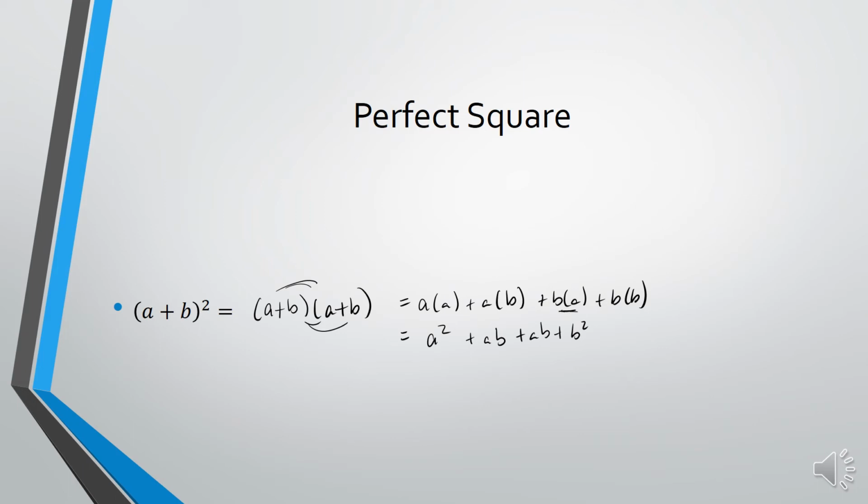This b times a, remember we write it in alphabetical order, so ab. But hopefully what you see is that we have an ab and an ab, so I'll combine them. So a squared plus 2ab plus b squared. So what is the rule here? Hopefully you can kind of see the pattern. It's if you have something plus something else squared, the answer is square the first, and at the end, square the second. What I put in the middle is 2 times whatever I get when I multiply those two things. So that's our rule.